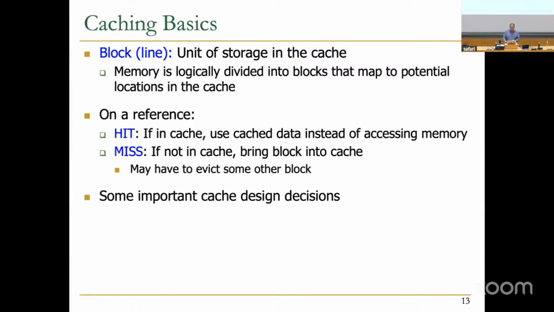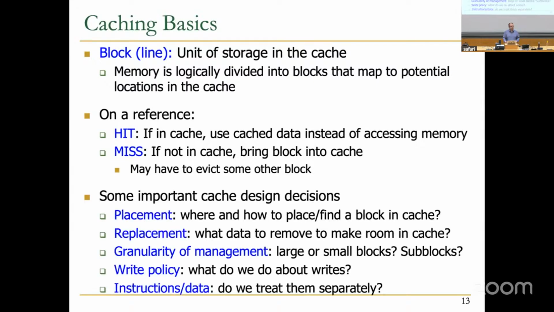So there are several important cache design decisions that we're going to look into in today's lecture. One of them is placement: where and how to place and find a block in the cache. Another important topic is replacement: what data to remove to make room in the cache? Basically, replacement is related to what to evict when you want to make room.